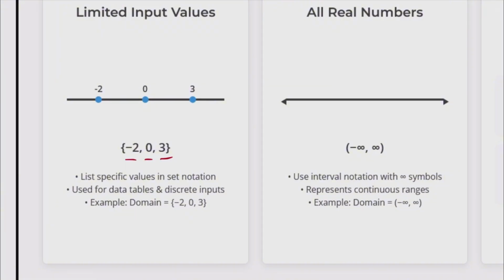At this point, we know that we have to list the specific values in order to set the notation. It means that here I have 3 values. It is mostly used for data tables and discrete inputs. For example, here we had -2, 0, and 3.